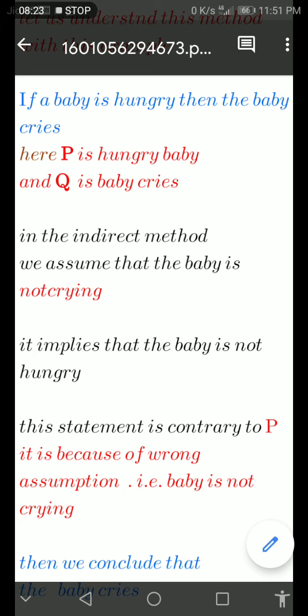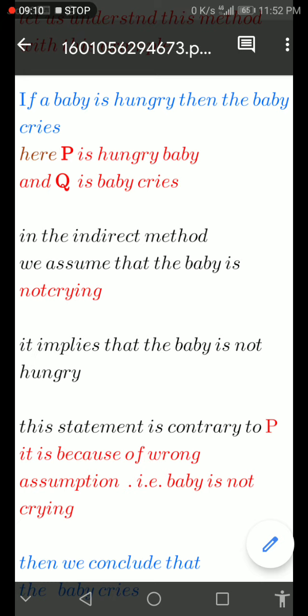The statement starting with the word if is P. The statement starting with the word then is Q. So P here is the hungry baby, and Q here is the baby cries. That means you are given a hungry baby, you have to prove that the baby is crying. We use the indirect method of proof to prove this.